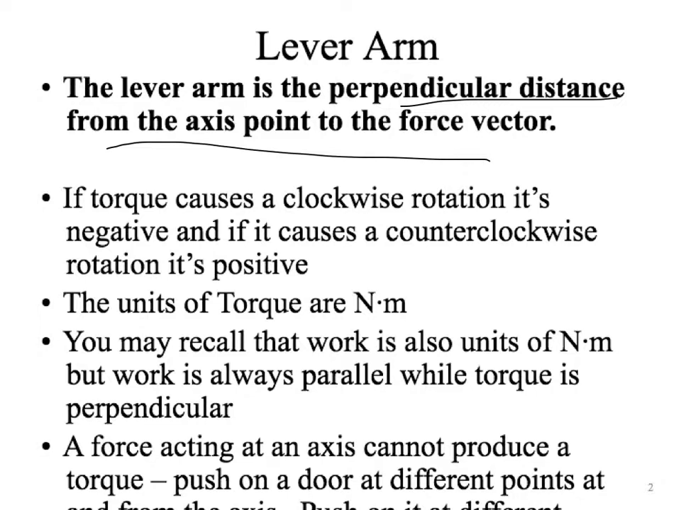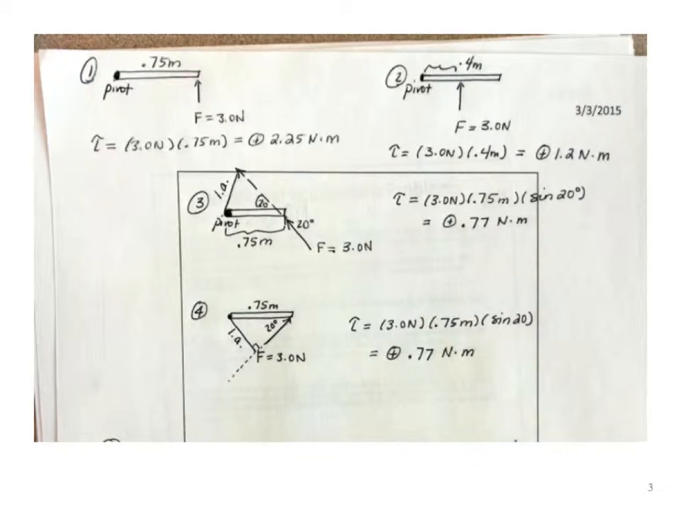If a torque causes a clockwise rotation, it's negative. Counterclockwise, it's positive. Think of the right-hand rule. We've been used to doing this. The units of torque are Newton meters, and you might recall work is also Newton meters, but remember with work, the force is always parallel to the displacement, while torque, the force is going to be perpendicular. A force acting at an axis cannot produce a torque. So if you tried to push at the axis of a door, the hinge, you're not going to open the door. Okay, so we're going to take a look at a couple of examples here.